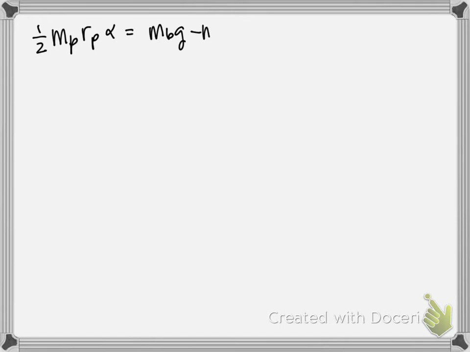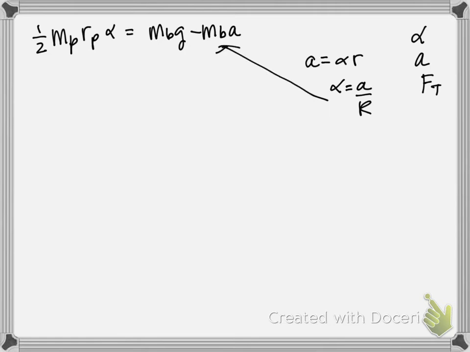MBG minus MBA. Okay, so I can't remember if I even wrote this down at the beginning of the problem. The 3 things we're looking for are alpha, the linear acceleration, and the tension. So what I have here is one formula, but I have 2 unknowns, right? I have acceleration and angular acceleration. But remember, I have my conversion factor, if you will, right? The linear acceleration is alpha times the radius. So I'm going to say alpha is equal to A over R, and I'm going to substitute that into this guy. It's messy, but we can do it.